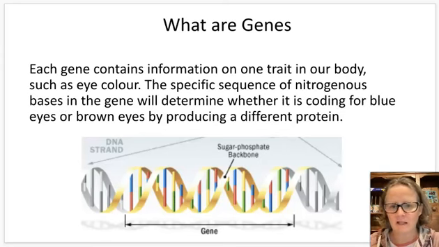And each gene actually gives information on one bit of your body. So for example, eye color. The sequence of the bases in the gene might determine whether the code is for blue eyes or brown eyes. And it does that by giving instructions to make a different protein.